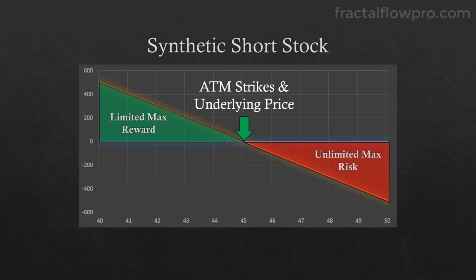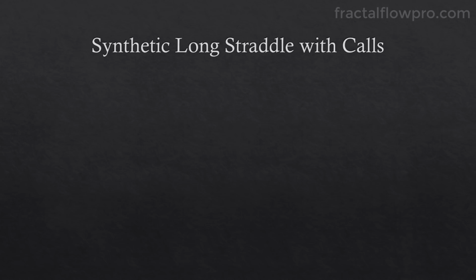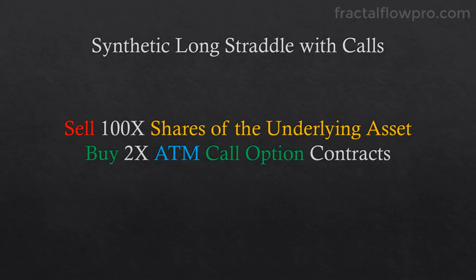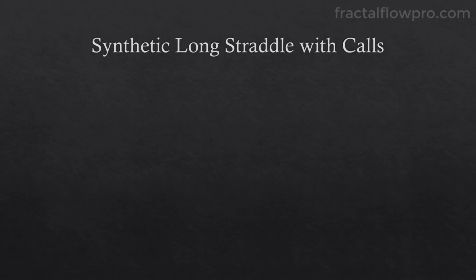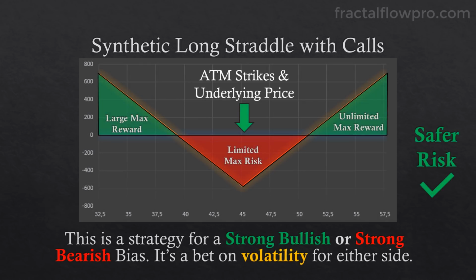There is also the possibility of simulating the payoff of a long straddle without using put options. The synthetic long straddle is formed by selling 100x number of underlying stock shares and buying 2x number of at-the-money call option contracts. The payoff is exactly the same as a long straddle, but the synthetic long straddle is formed by combining the underlying stock and call option contracts instead of a combination of calls and puts.